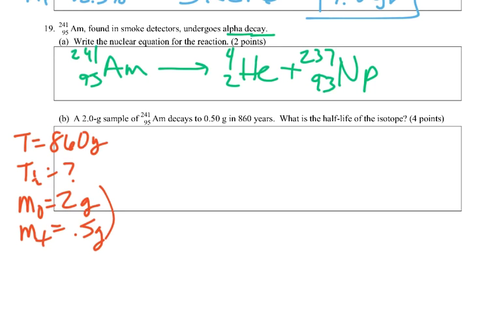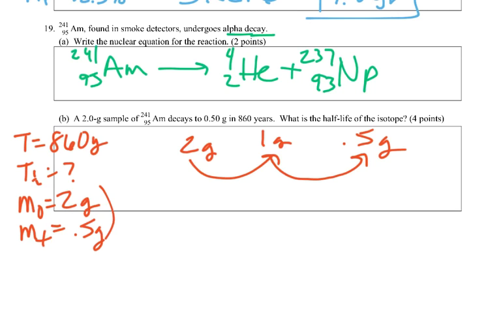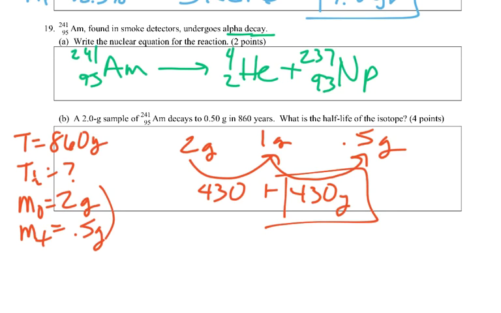So since we know those two numbers, we're going to draw our picture. So 2 grams. After a half-life, it's going to go down to 1 gram. And after another half-life, 0.5 grams. So we're talking 2 half-lives. So if 2 half-lives is 860 years, then each one of these must be 430 years to make up the 860. So the answer is 430 years for 1 half-life.